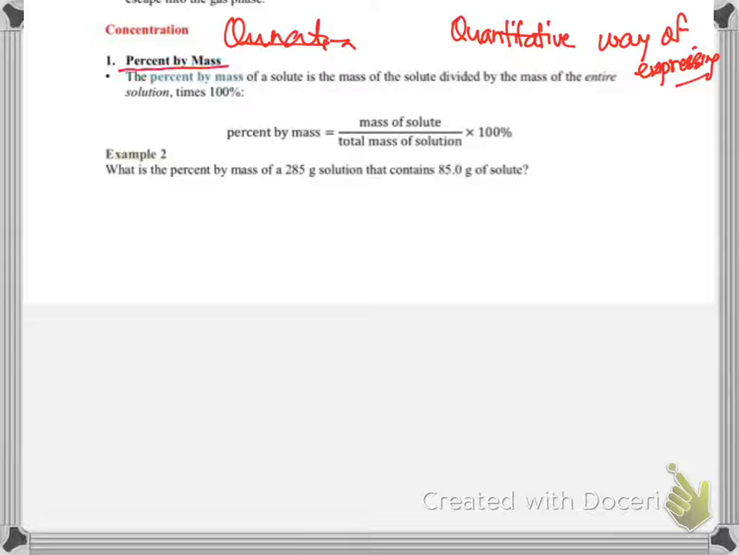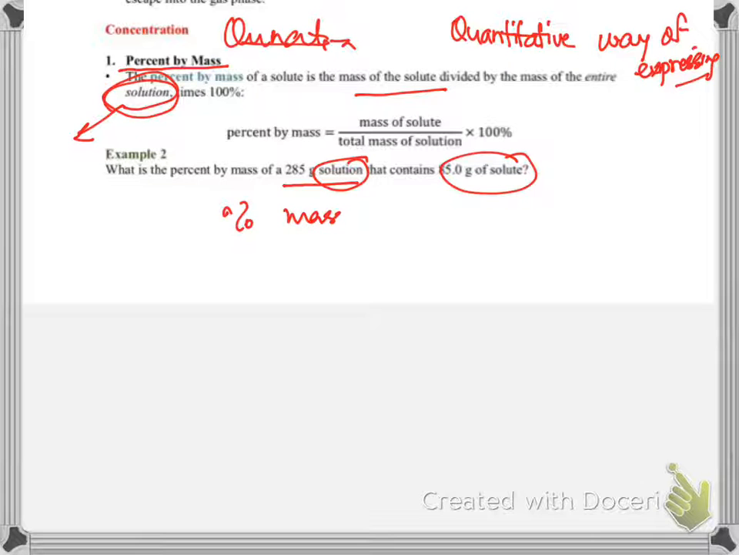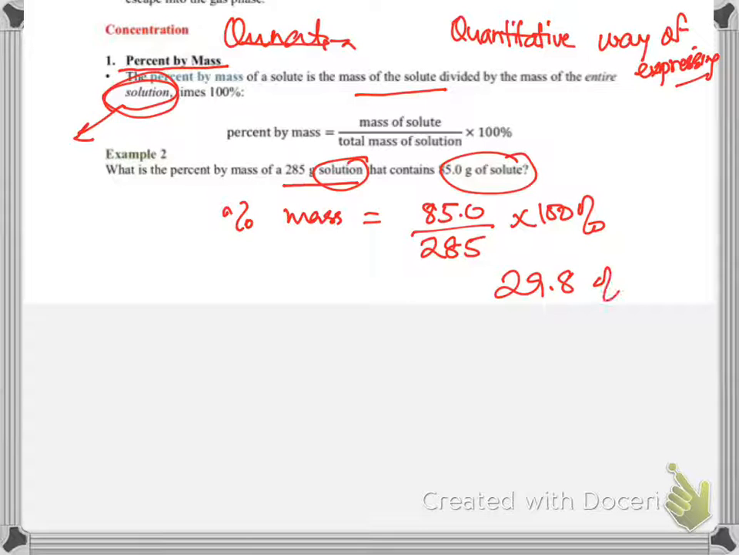The first one is percent by mass. It is the mass of the solute divided by the mass of the entire solution. This is very important: not by the solvent, but by the solution, times 100. So for example, this is a very simple question, because we are given 285 grams of solution and 85 grams of solute. All I have to do is percent mass equals 85.0 divided by 285 times 100. Your answer should be 29.8%.